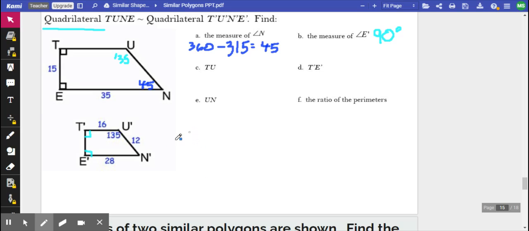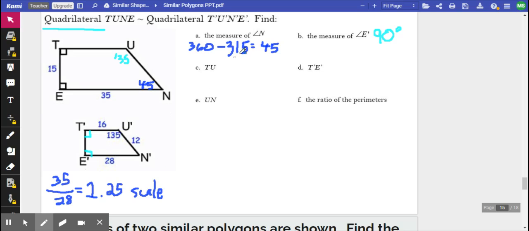So for our scale factor, we're going to do 35 divided by 28. And the answer we get ends up being 1.25. So our scale factor is 1.25. And we can use that to find the sides that we're missing.